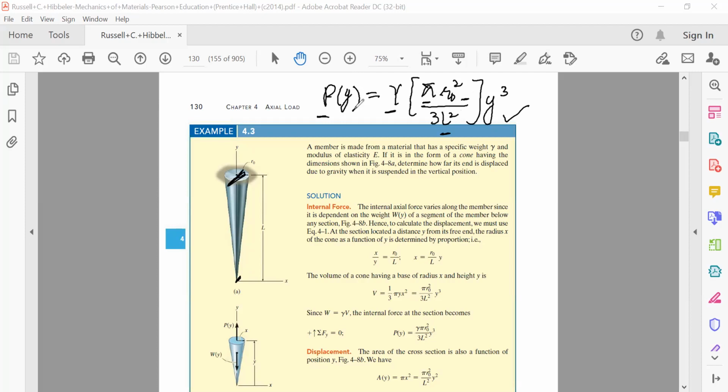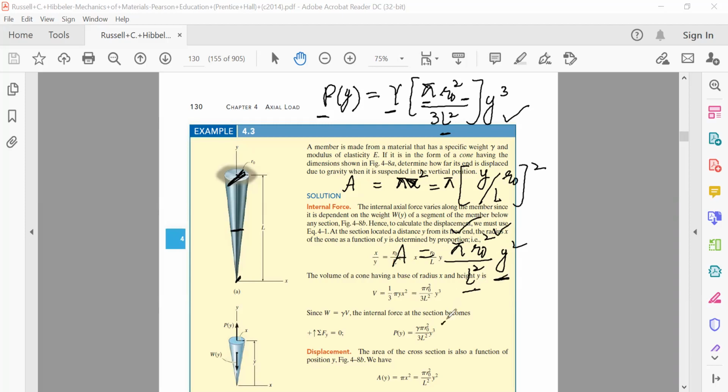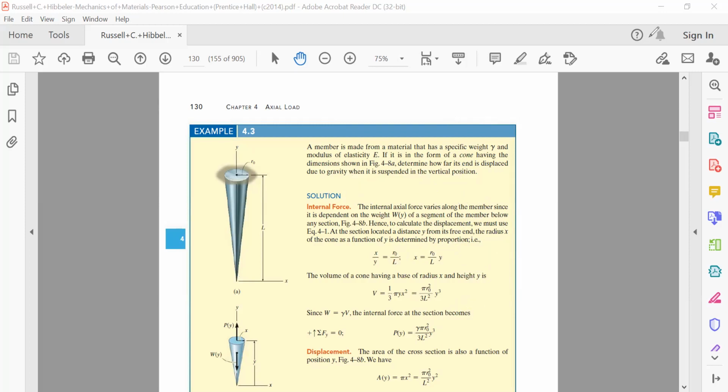Now we will also write, as far as the area is concerned, what is the area of the section? Area of the section is A equal to pi x square, which is equal to pi, and x is equal to y by L into R naught. So this is equal to pi R naught square divided by L square into y square. This is area. Pi is constant, R naught is constant, L is constant, but y is variable. Therefore, A is also a function of y.